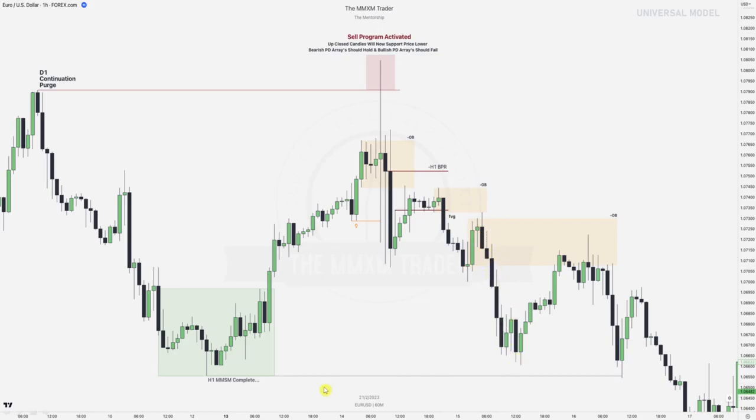We still have not completed the market maker sell model down here, right? Because we are not trading below this external range yet. Price turns back into premium once more into that bearish order block, and then finally we purge that market maker sell model and continuation lower.